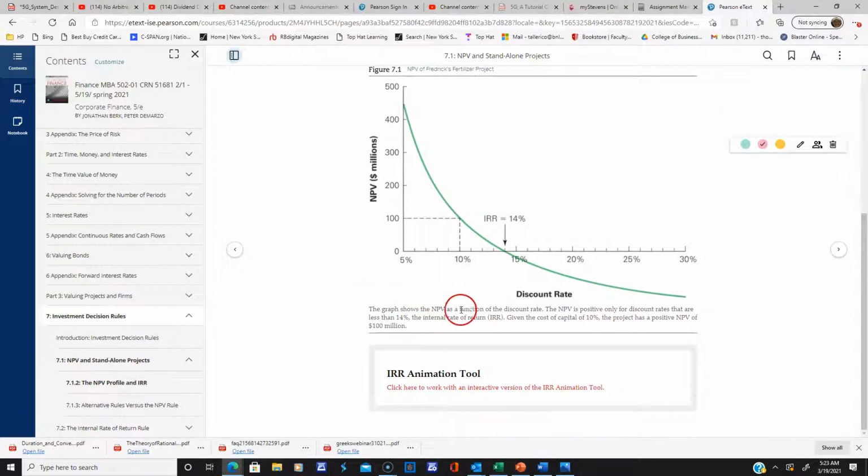So this graph shows the net present value as a function of the discount rate. The net present value is positive only for discount rates that are less than 14%, as you can see here, right? Given the cost of capital of 10%, the project has a positive net present value of 100 million. Okay? So here's 10%, and so it's 100 million. All right? And now there's an animation tool here for internal rate of return, which you can do. So you should kind of play with that a little bit.